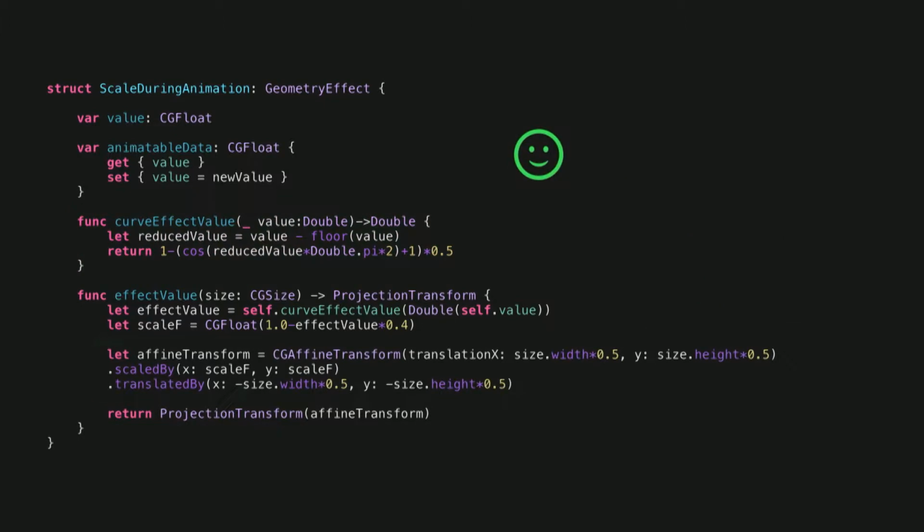So in our main function, we are building a new projection transformation based on these parameters. And as expected, it works. So whenever you change and animate your view, it scales during the movement. It's as simple as that.